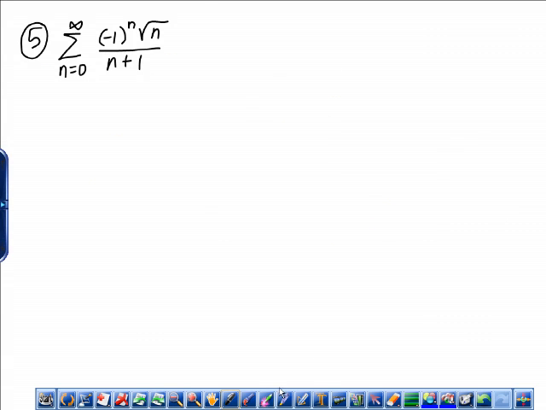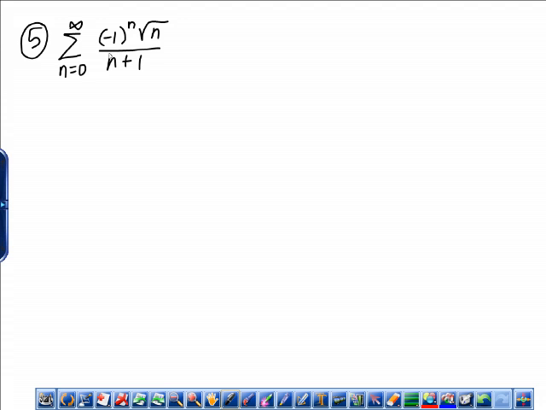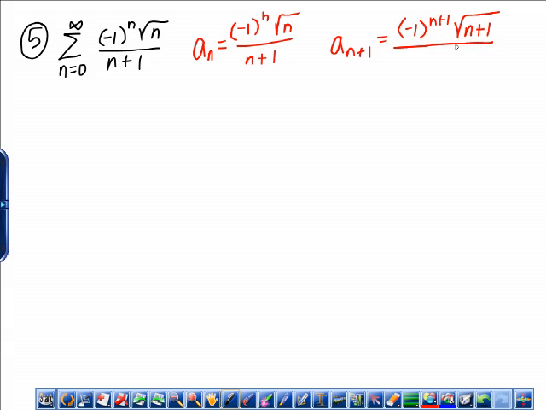Okay, let's do another one, number 5. So number 5 says we've got this infinite limit. It looks a lot like the ones we've done before. Our a sub n term is -1 to the power of n square root of n over n plus 1. And our n plus 1 term is going to be -1 to the power of n plus 1, the square root of n plus 1. And down here, instead of n plus 1, it's going to be n plus 2 because we're adding 1.